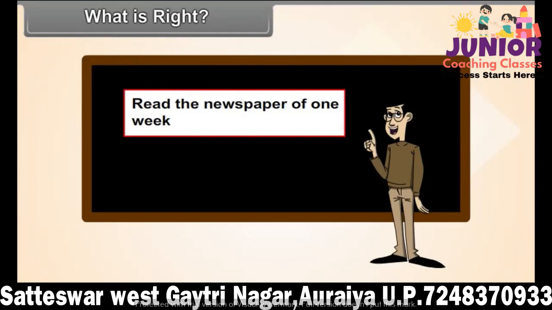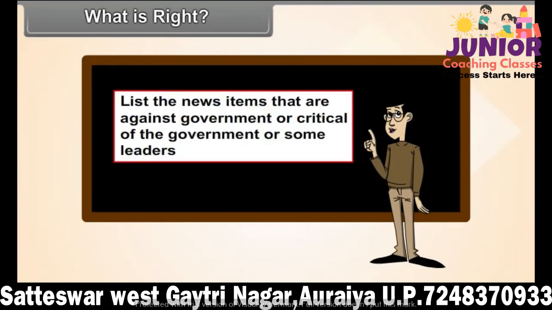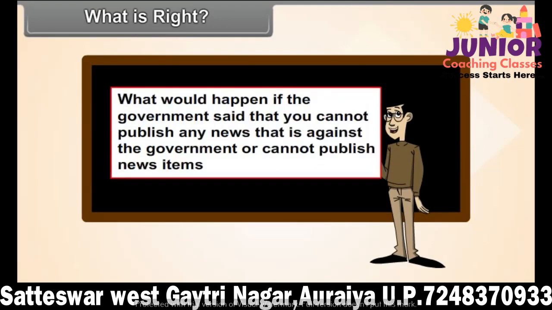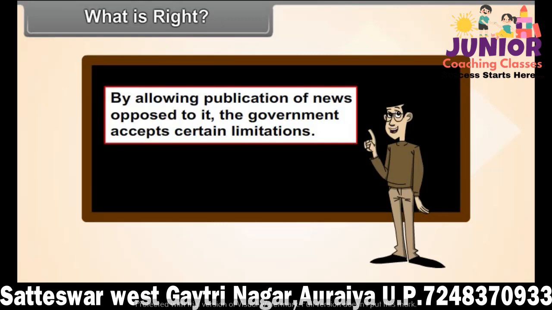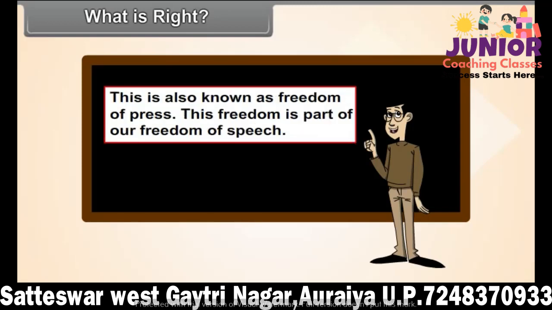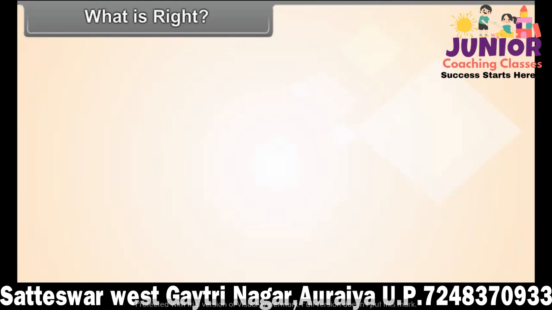Read newspapers of 1 week. List the news items that are against the government or critical of the government or some leaders. What would happen if the government said that you cannot publish any news that is against the government or cannot publish news items that criticize the government? By allowing publication of news opposed to it, the government accepts certain limitations. This is also known as freedom of the press. This freedom is part of the freedom of speech.